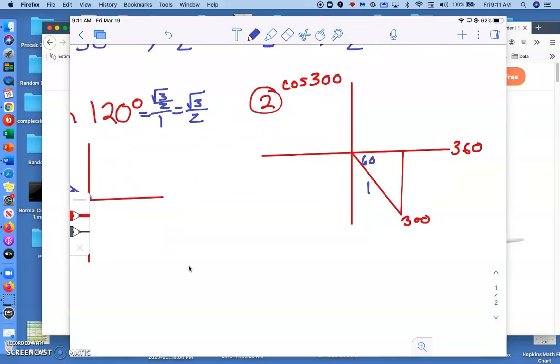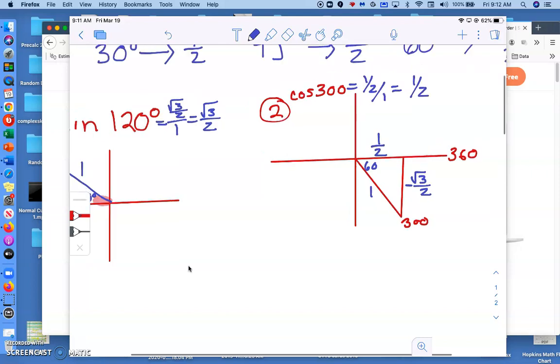Our hypotenuse is 1. Opposite 60, root 3 over 2. So this side has to be half. We go over and down. So that one has to be negative. Cosine, adjacent over hypotenuse, would be half.